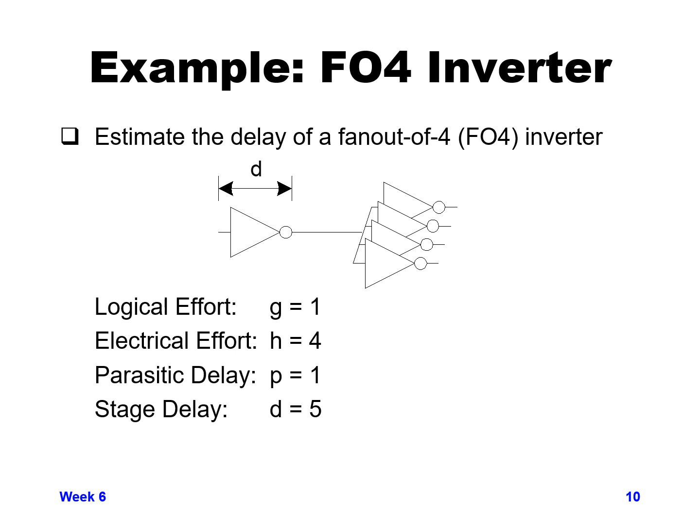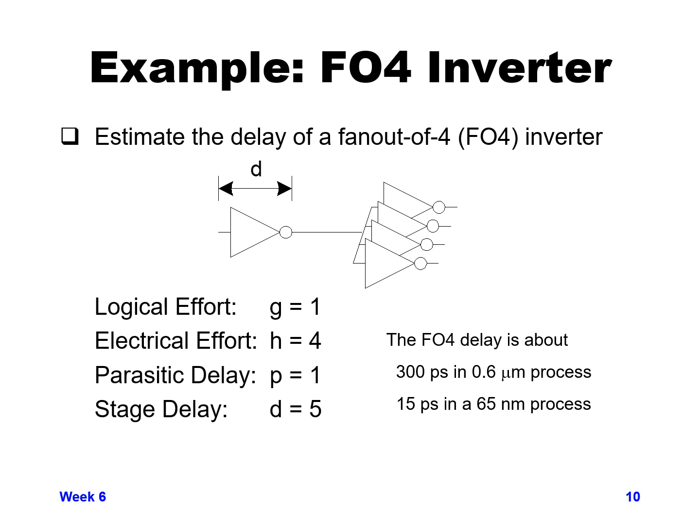And again, this is a normalized delay independent of process. Depending on what process we're using, we can calculate what the absolute delay would be. Just as an example, going back to the 0.6 micron process that we had mentioned earlier, the unit delay of a single inverter stage is 60 picoseconds, so 5 times that would be 300 picoseconds stage delay in the 0.6 micron process. In the 65 nanometer process, where it was 3 picoseconds, 3 times 5 would be 15 picoseconds.